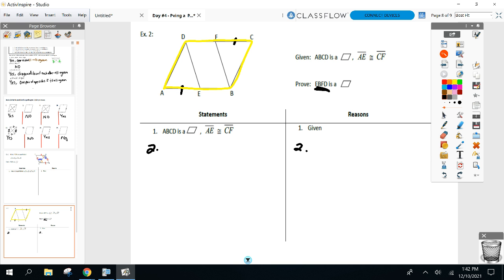Parallel, no. Opposite sides congruent, and then you just subtract. So AB minus AE is equal to CD minus CF. Subtraction.